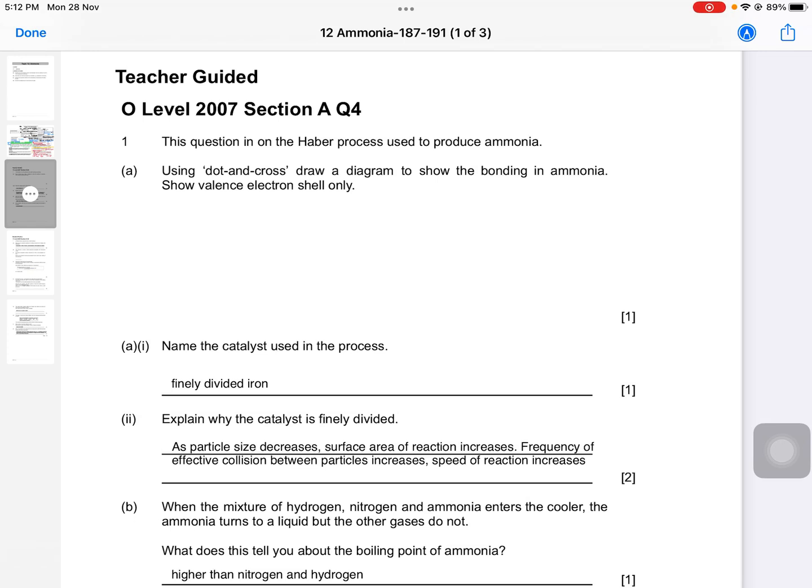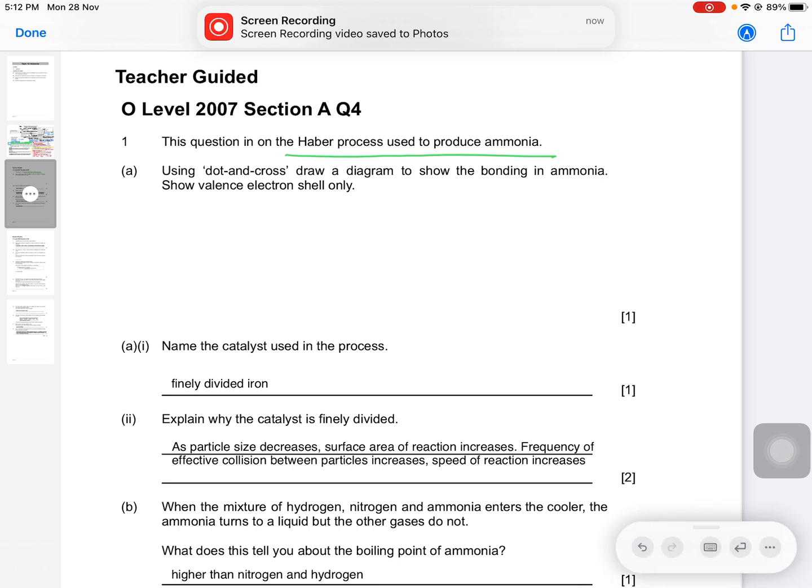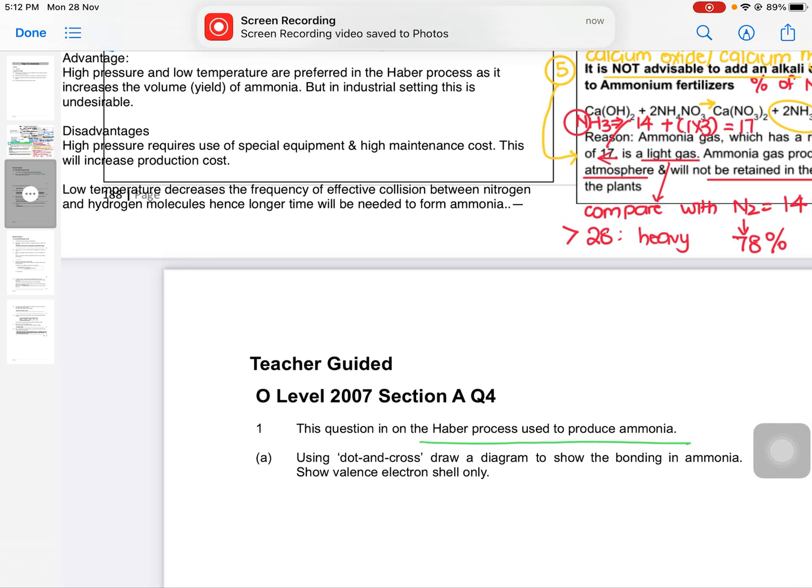Okay, ladies and gentlemen, these are the questions in your notebook. Under O level 2007, section A, question 4. This question is about the Haber process, used to produce ammonia. Use the dot and cross diagram to show the bonding in ammonia.